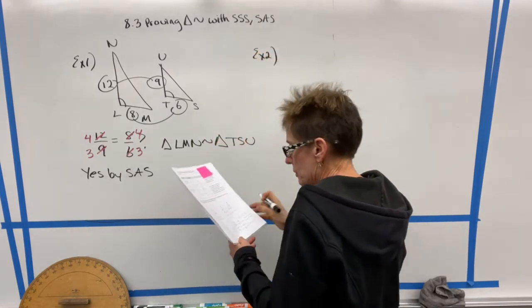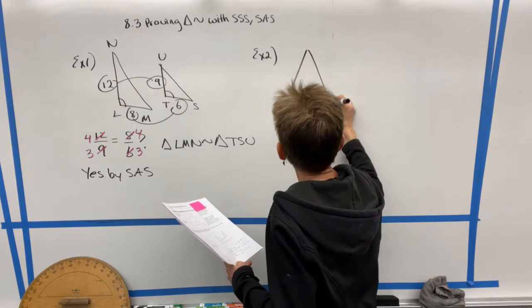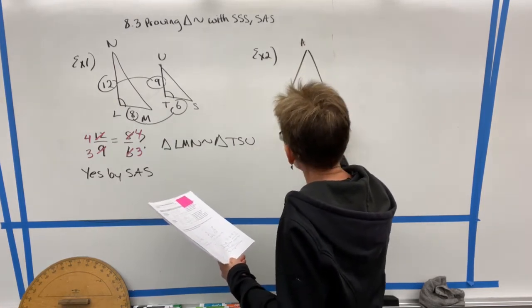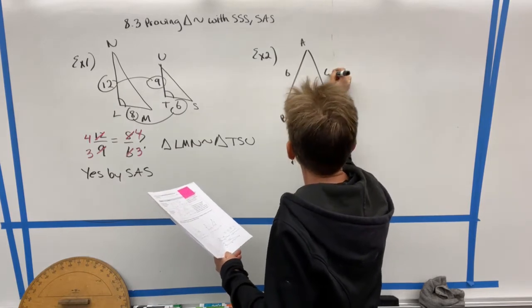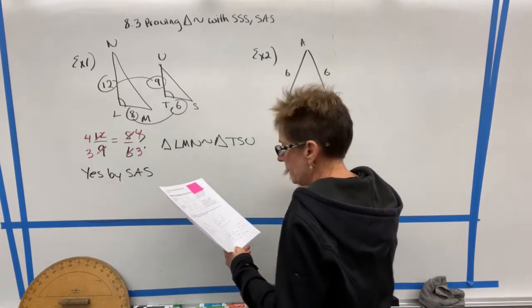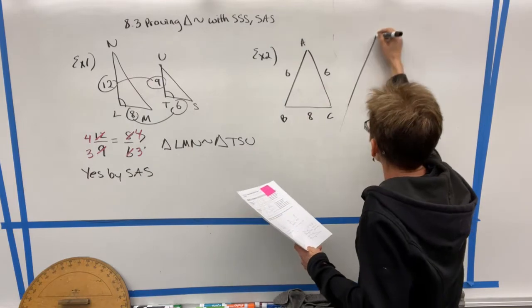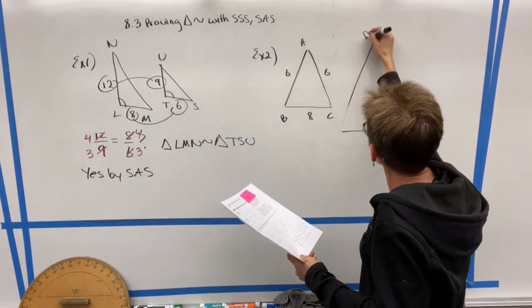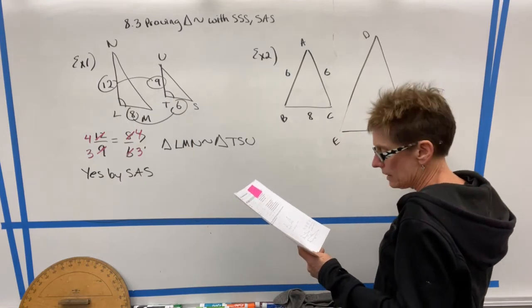So example number 2, again, I've got 2 triangles, and the question is, are they similar? Yes or no? If so, why? And then, what is your similarity statement? So let's go ahead and draw triangle ABC, and then triangle DEF.